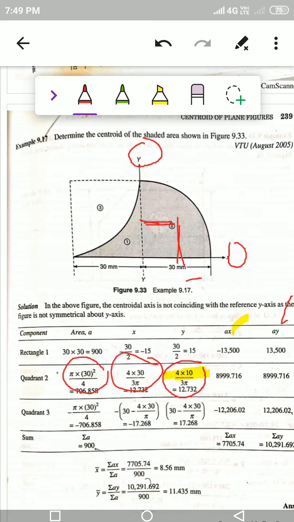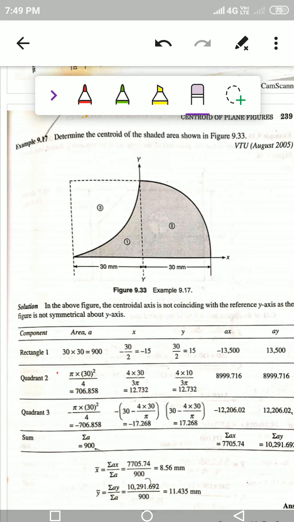Now we will move to the third geometrical shape. It is very important: the hollow quarter circle here. You can observe that the third geometrical shape is this one, the yellow shaded part. Now you need to find the x bar and y bar values of this third geometrical shape with respect to the given reference axes.